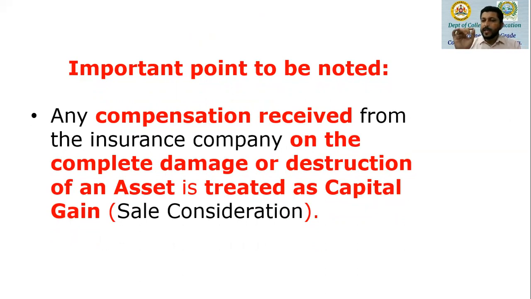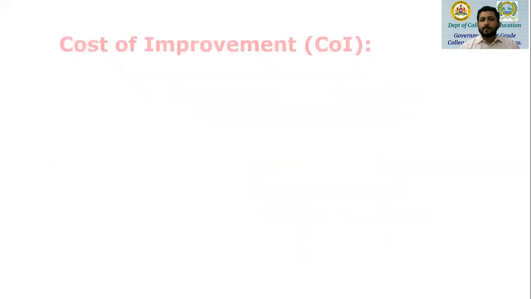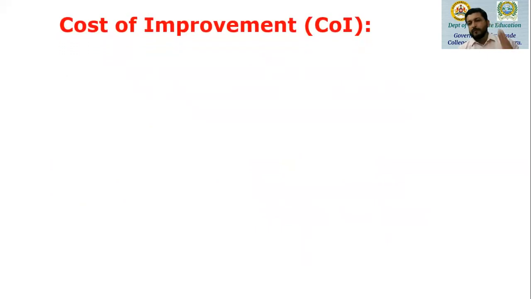Now, suppose there is any compensation received from the insurance company on the complete damage or destruction of an asset. When we say complete, we are talking about complete, cannot be used at all. Complete damage or destruction of an asset is treated as a transfer for capital gain. That is the sale consideration. So compensation amount received will be treated as sale consideration for the computation of capital gain. But important point, on the complete damage or destruction of an asset, that means that asset cannot be used at all further. So that is about the cost of acquisition and different situations.